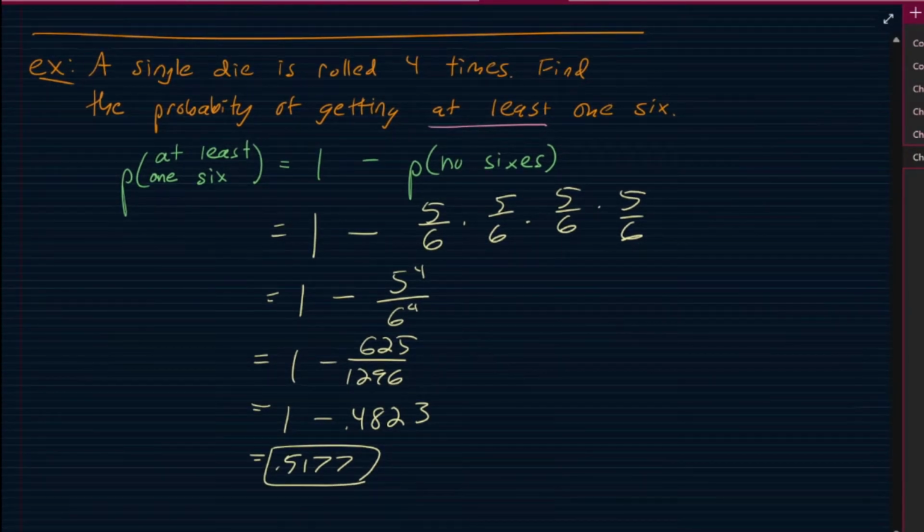So again, you want to use this formula when you see the key phrase of at least 1. It's always going to be at least 1 for this class. And the probability of at least one of something happening is 1 minus the probability that that thing never happens, that none of those things happen. And this is the formula in action here.